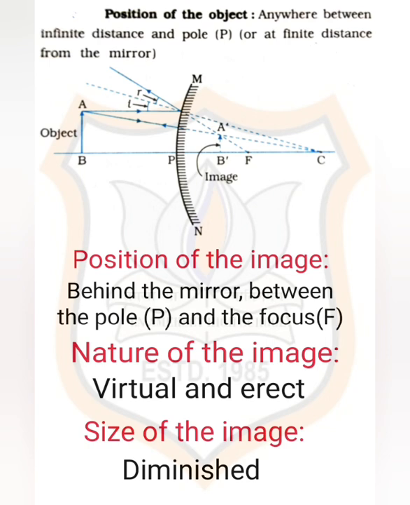The nature of the image will be virtual and erect, and size of the image will be diminished, that is small, as compared to that of object. So these are our images formed by convex mirror.